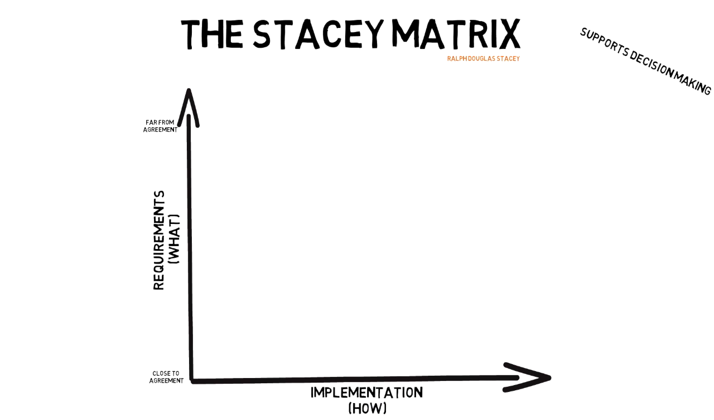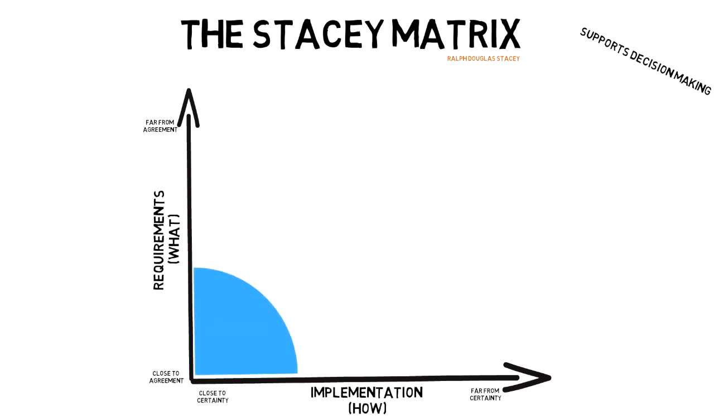The second one is the implementation axis, or the how. The closer we are to the left side, the more we know how to build this product and we can learn from past experiences. If we go to the right side, these problems require delivering something that is new and innovative. Let's take a look now at the four areas of the Stacey Matrix.